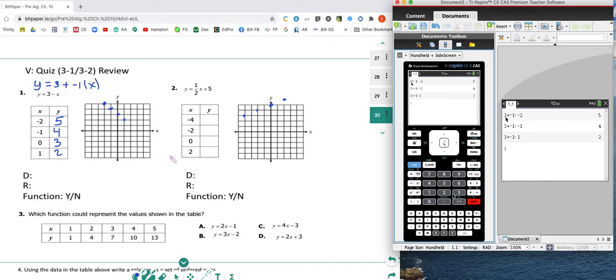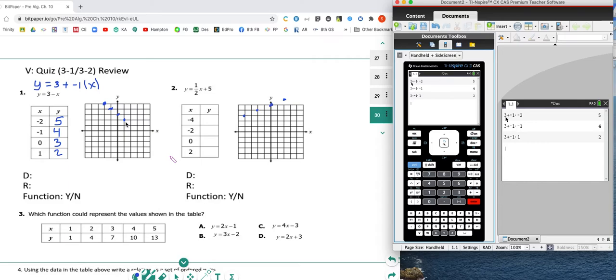So we're going to go ahead and do our graphing. So we're going to do -2, 5 gives us this first point. -1, 4 gives us the second point. 0, 3 gives us the third point, and 1, 2 gives us the fourth point.